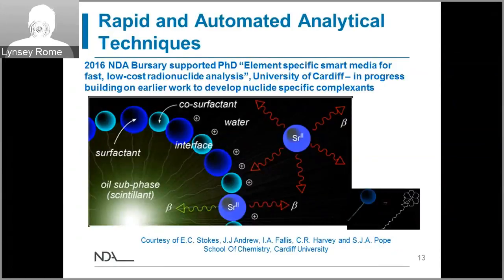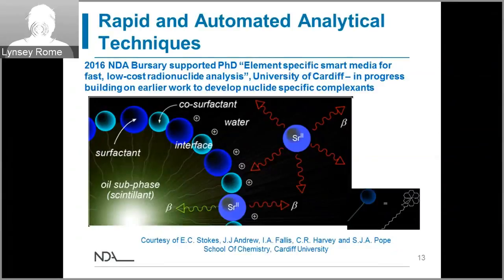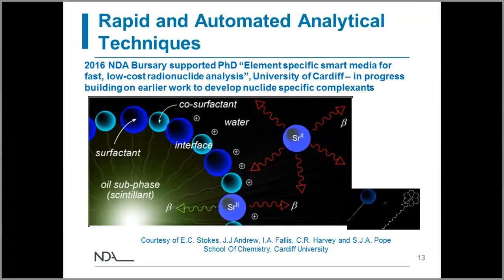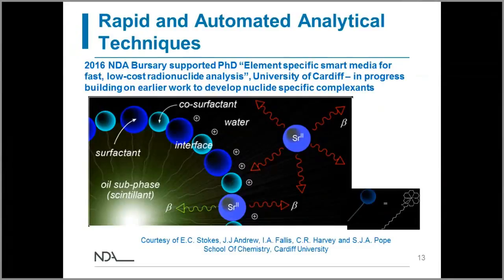So this is another example of a very sophisticated technology being developed in conjunction with material scientists, organic chemists, and the like. Next slide, please.